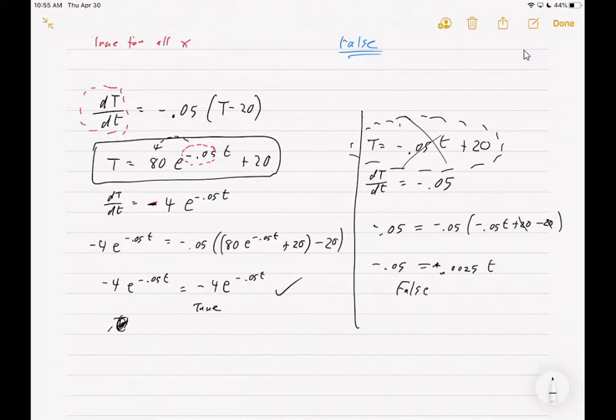All right, I'm not going to work through this, but it would be pretty easy to show that 60 e to the negative 0.05t plus 20 is also a solution. The work for that would be exactly like it was when there was an 80 there, and we would see that it works out to also be a solution if we tried that.